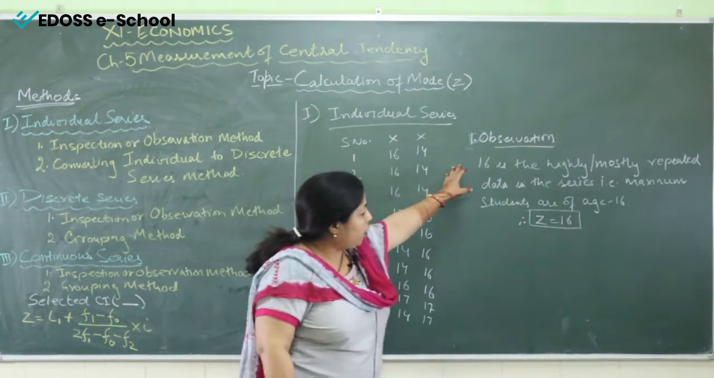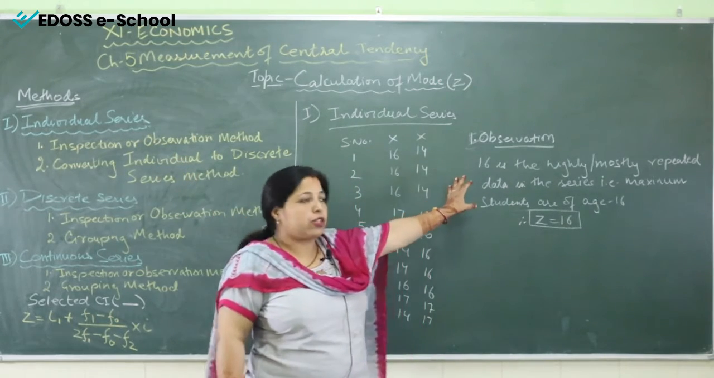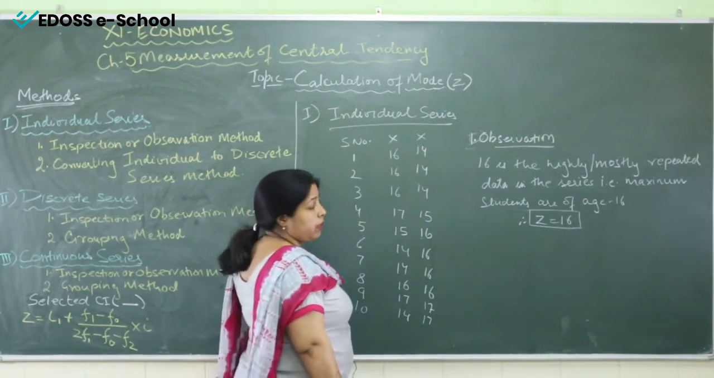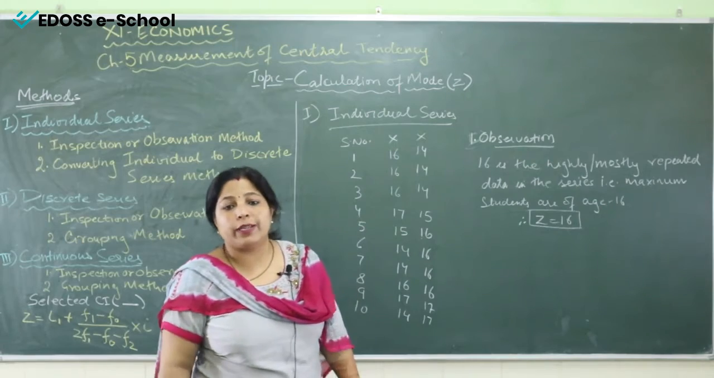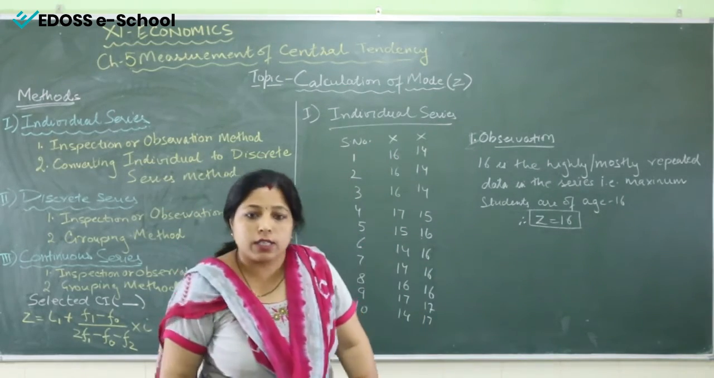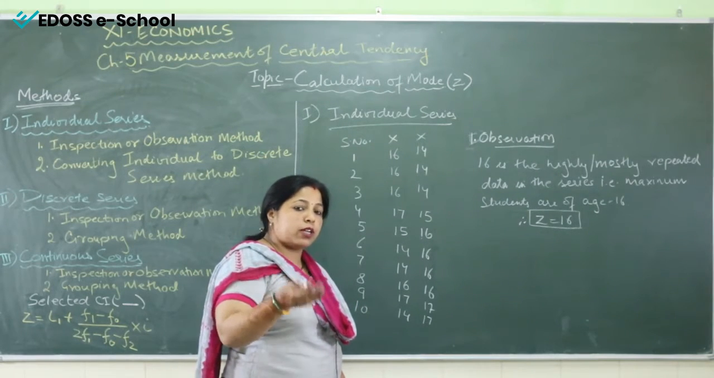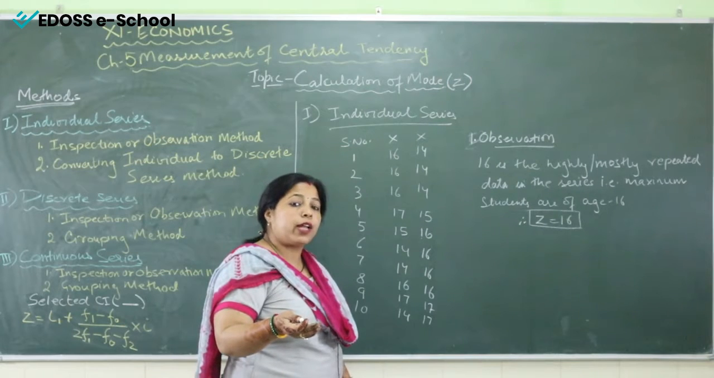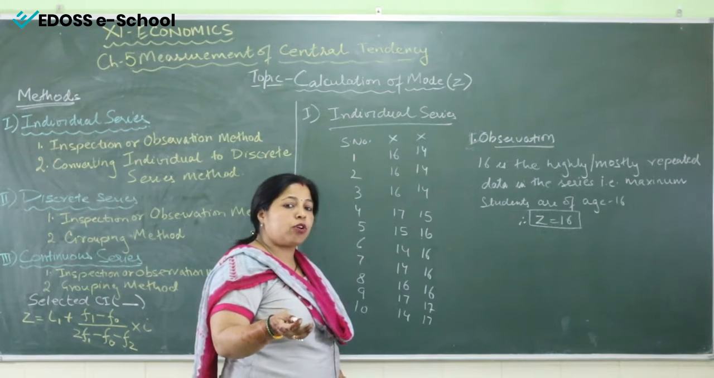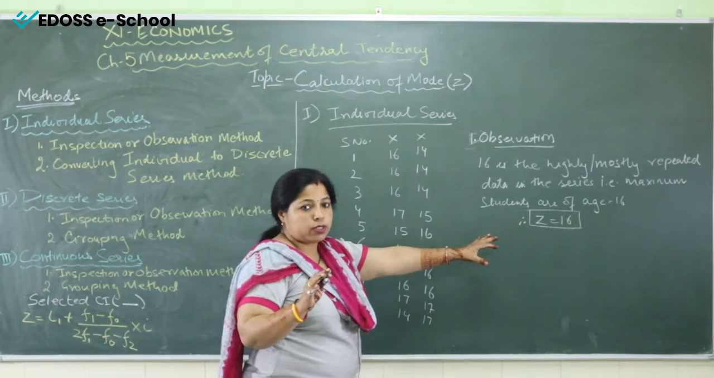So, this is the first method under individual series, that is observation method. This is how we do observation method. Now, we are coming on to the second method, that is the frequency, by converting the individual series into discrete series. Now, as you all know, when we convert individual series into discrete series, we use the method of tally bars, which we have already done before in the chapter organization of data. So now, what is the way to convert this into discrete series?